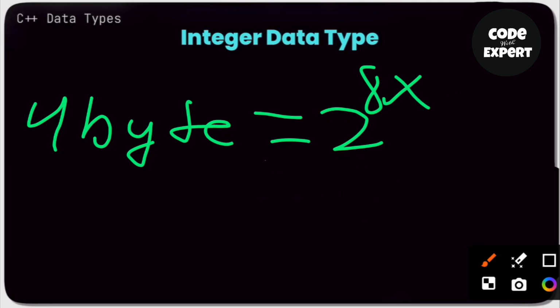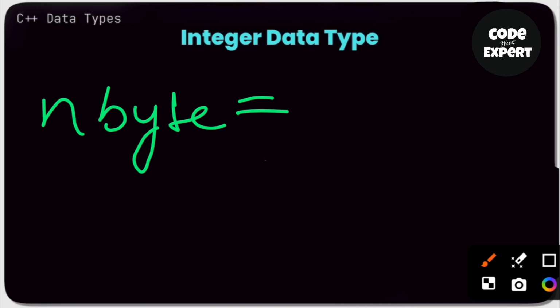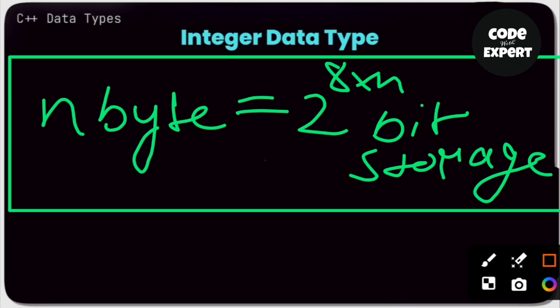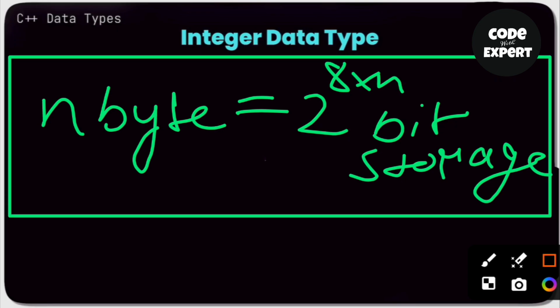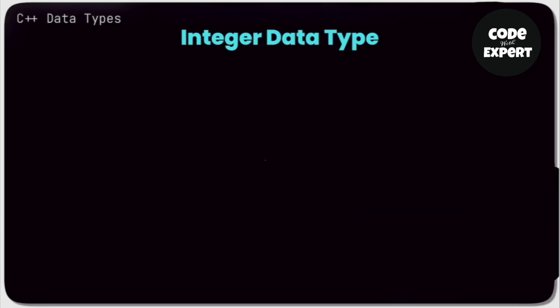From here we can derive one formula that n byte is equals to 2 to the power 8n bit storage. Note this, it's not a bit, it's bit storage.